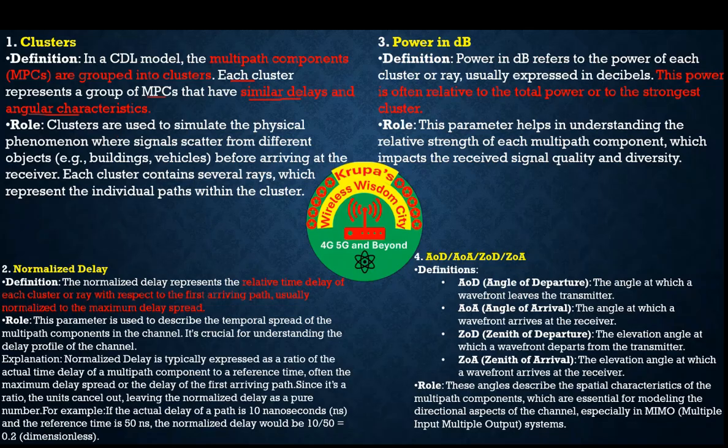Okay, then comes normalized delay. Normalized delay represents the relative time delay of each cluster or ray with respect to the first arriving path, usually normalized to the maximum delay spread. You can fairly say that it is a ratio, but actually it is representing the delay of the cluster. So that is your normalized delay for the cluster path.